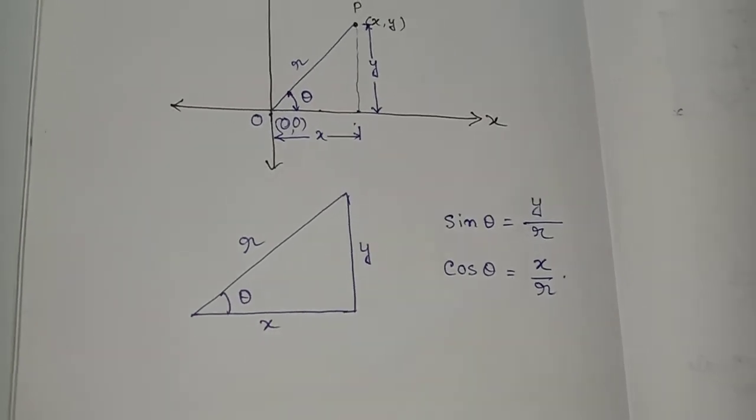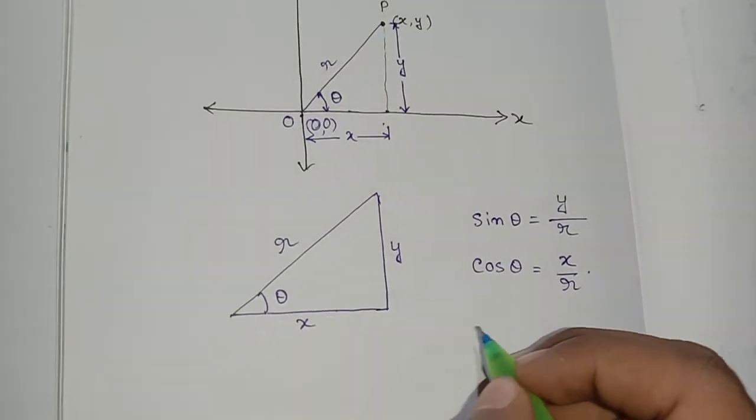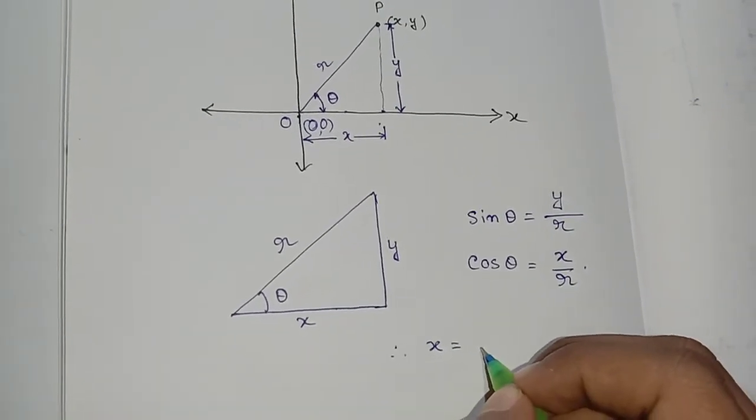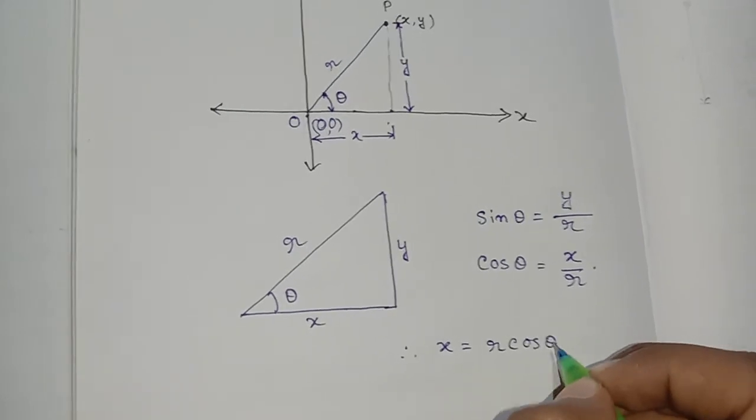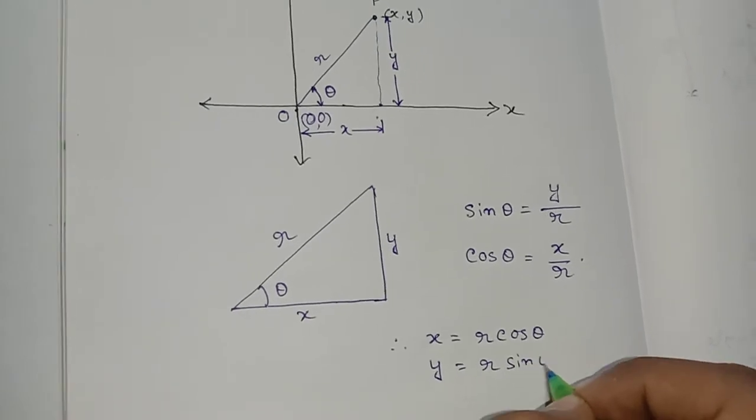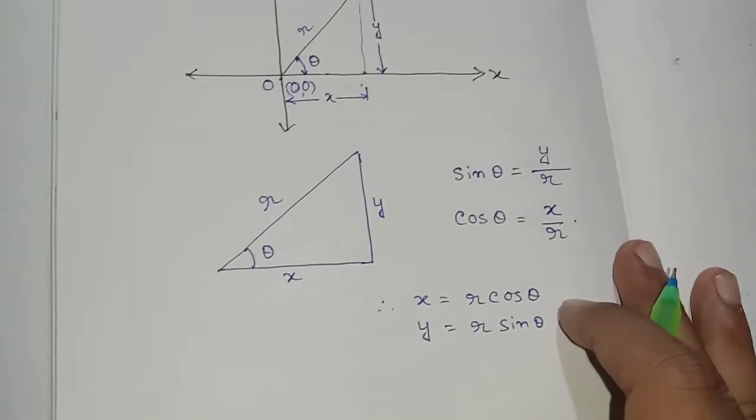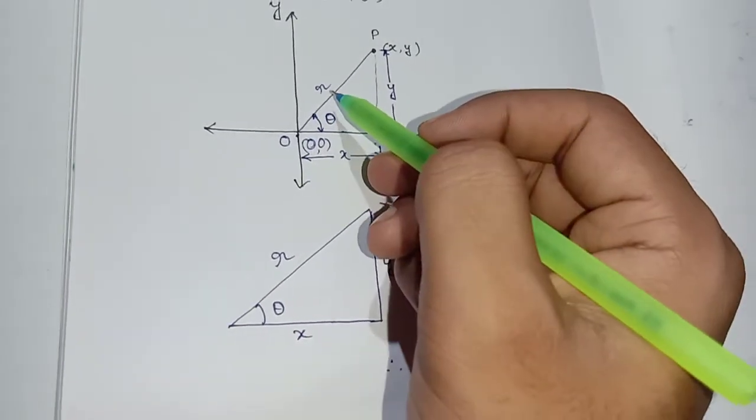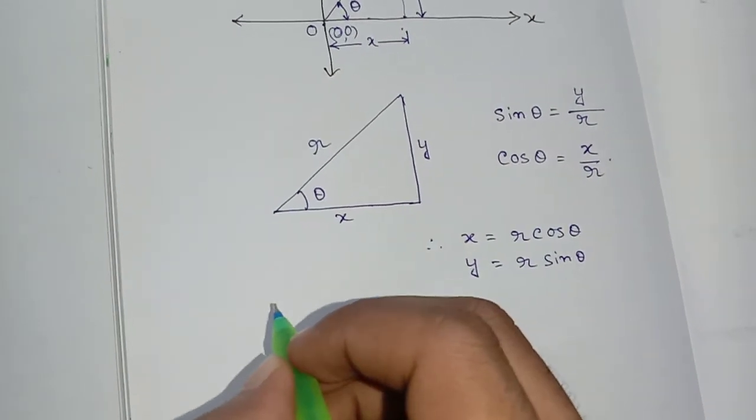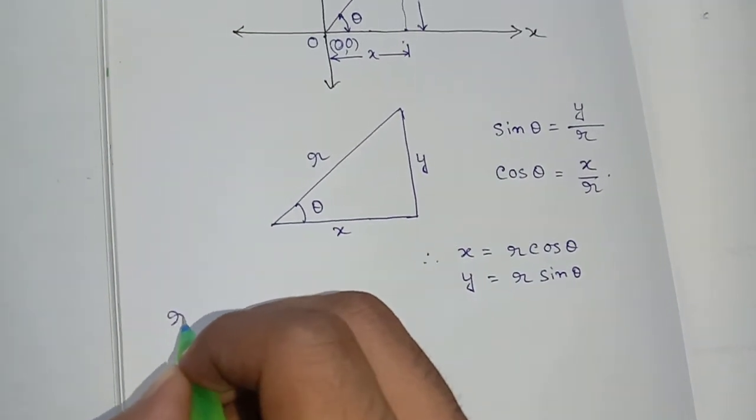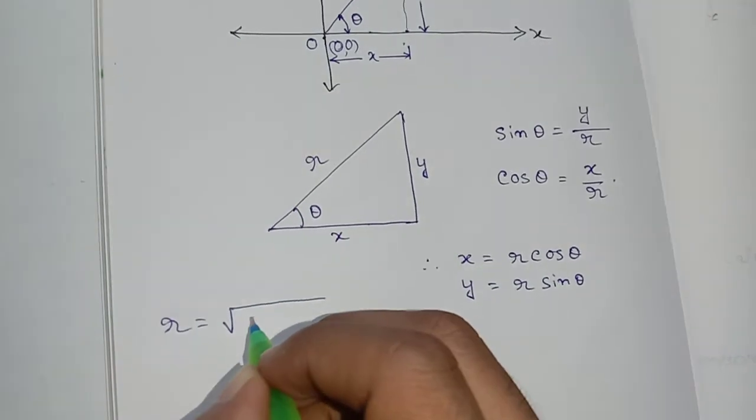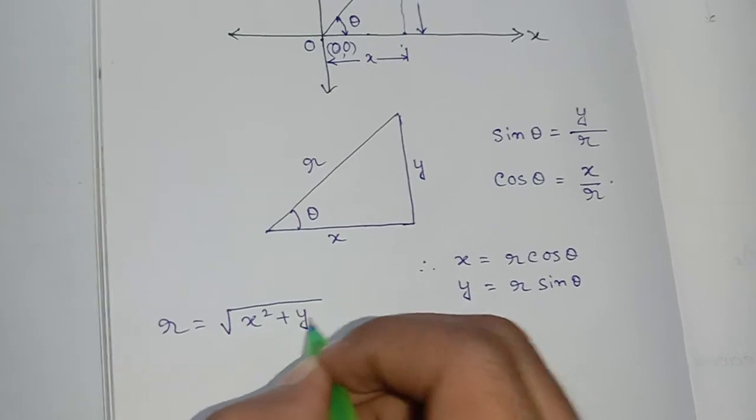Now it is very clear that x is equal to r cos theta and y is equal to r sin theta, and r, the distance between O and P, is equal to root over x square plus y square.